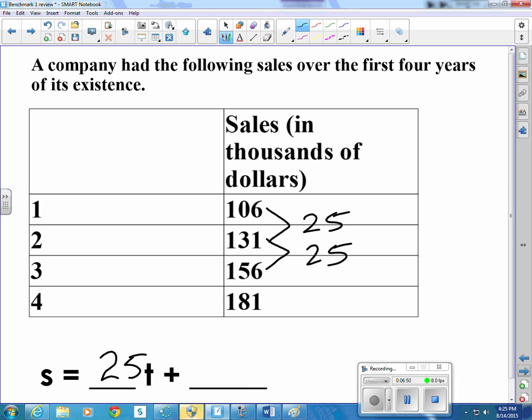T is going to represent the time. An equation to represent that would be $106 minus the 25 for our 0 point. So $106,000 minus 25 is $81,000, but that equation would give us these numbers. If I put in a 1, I'll get a 106. If I put in a 2, I'll get a 131. If I put in a 3 for the T, I'll get a 156, and so forth.